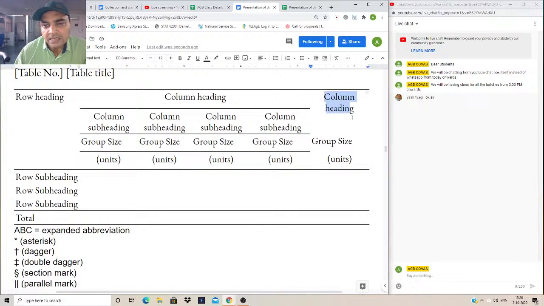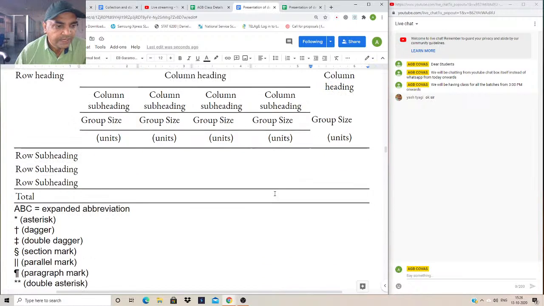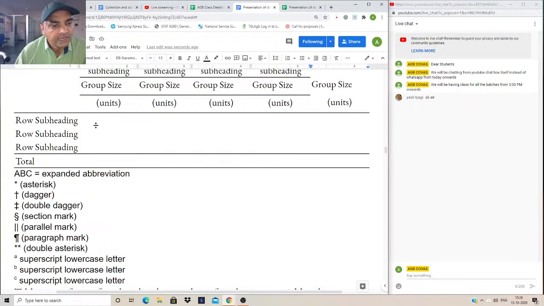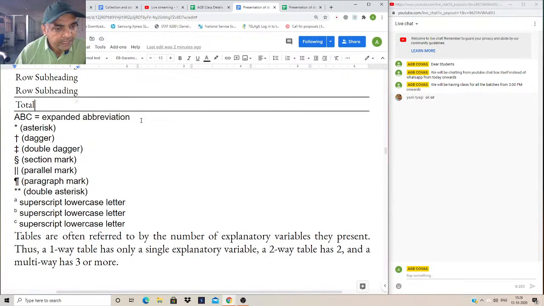Then this is a single column heading. Then we have a group size. Then we have row subheadings accordingly. Then we have a total, and these are the expanded abbreviations. You might have used some short abbreviations inside the table, and those short abbreviations are expanded just below the total. Then you might have used the asterisk, a dagger or a double dagger, section mark, parallel mark, paragraph mark, double asterisk. So we have started from asterisk, then dagger, double dagger, section, parallel, then paragraph.